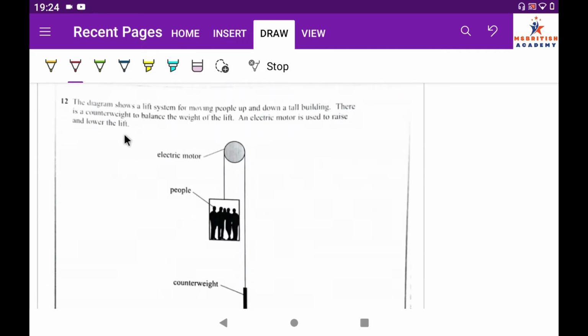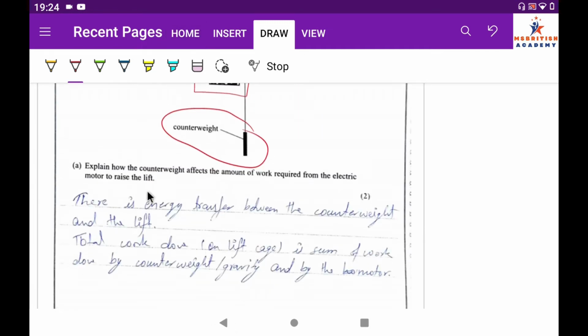Now a diagram shows a lift system for moving people up and down a tall building. There is a counterweight to balance the weight of the lift. An electric motor is used to raise or lower the lift. Okay, this is the electric motor, here is the lift, and in this lift people are standing, and this is the counterweight. So see, what is the first question? Explain how the counterweight affects the amount of work required for the electric motor to raise the lift.